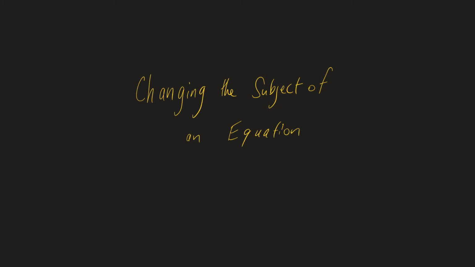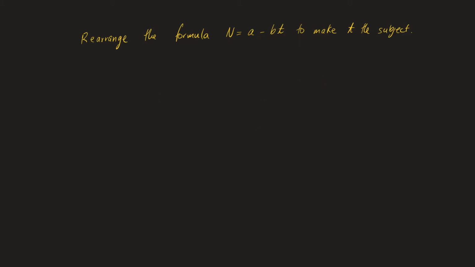In this video, we're going to look at changing the subject of an equation. With this example, we need to rearrange the formula n equals a minus bt to make t the subject. So I'll start by writing my equation down again, and I want to manipulate this to have t equal something. So to start with, what I'm going to do is remove a. To do that, I need to subtract a from both sides.